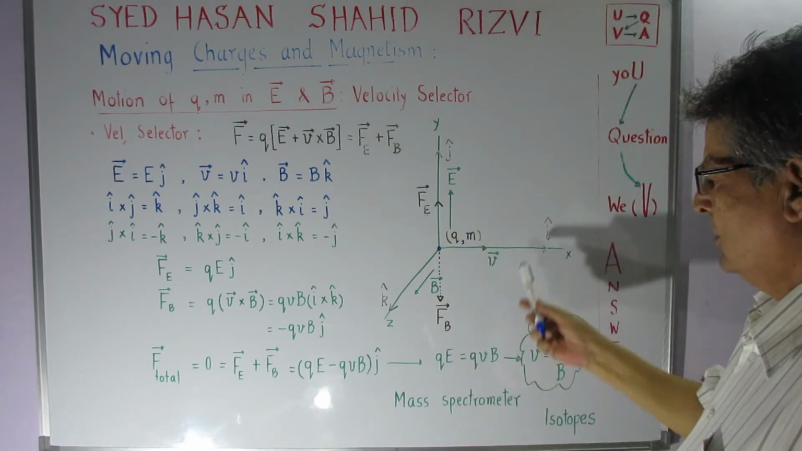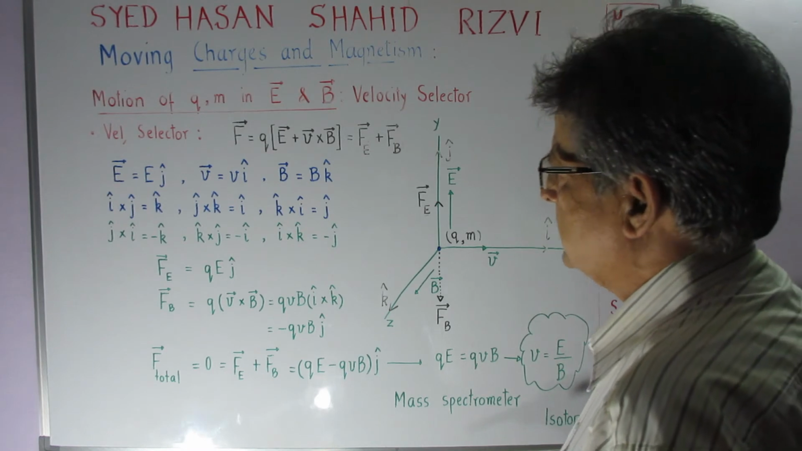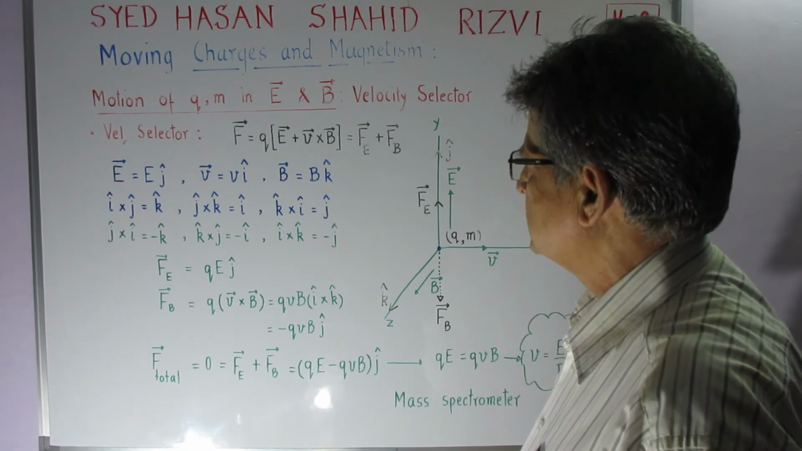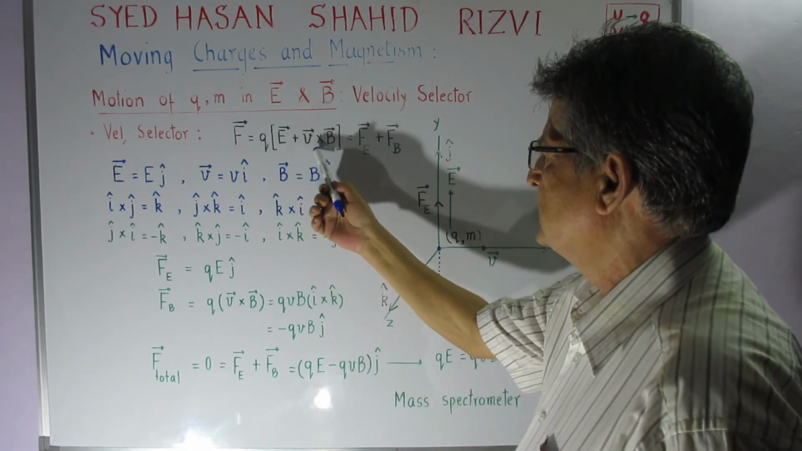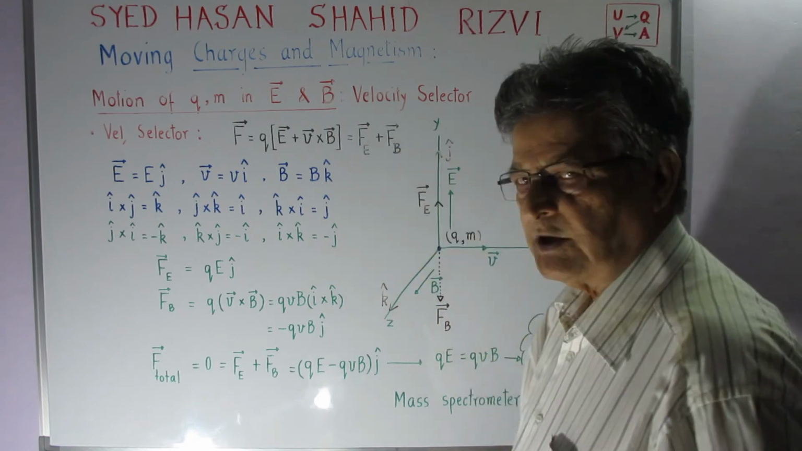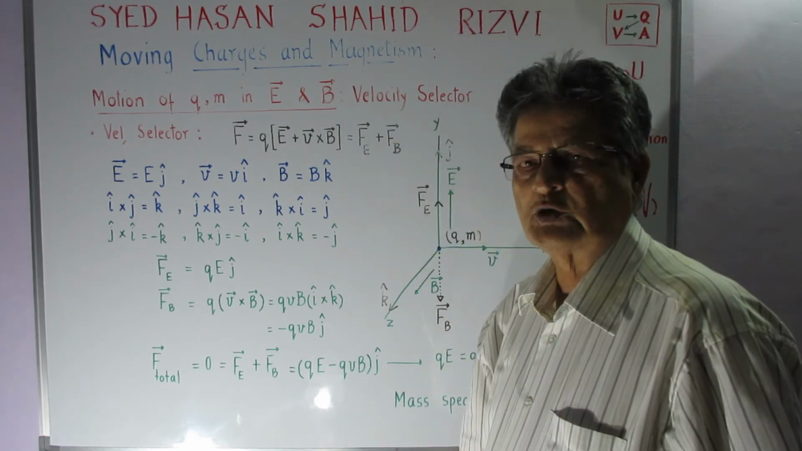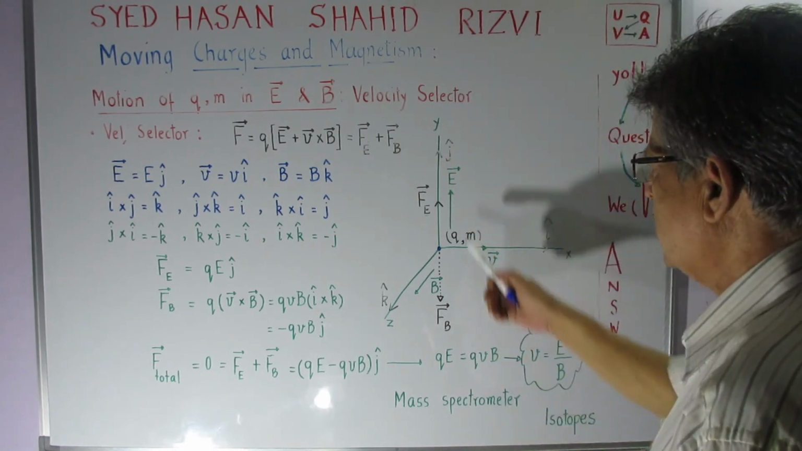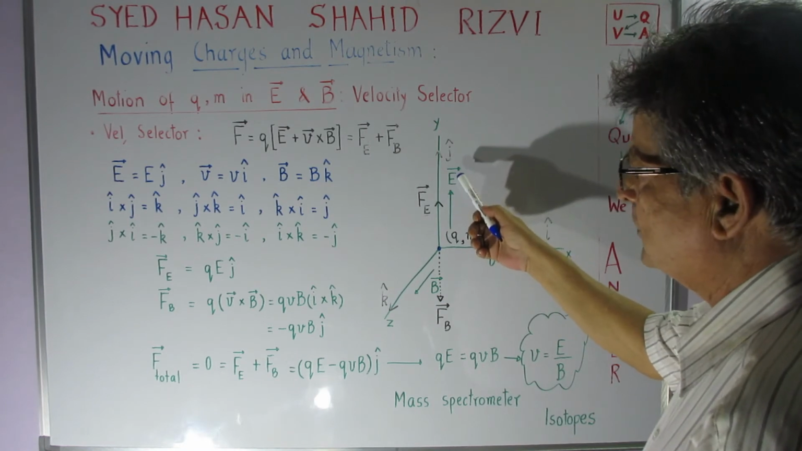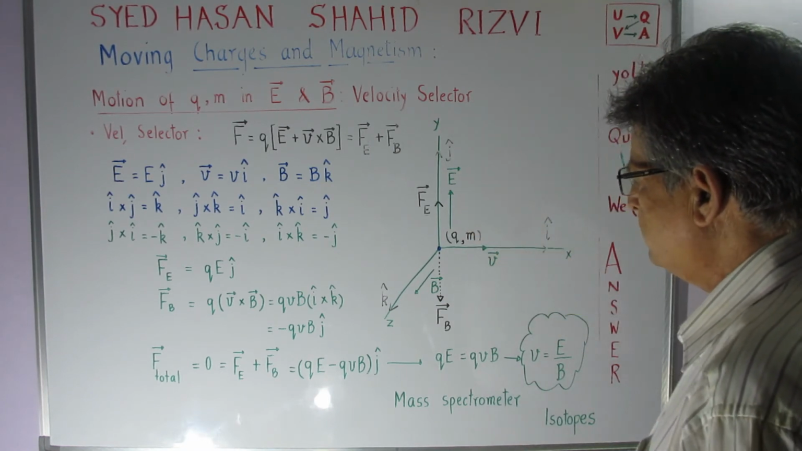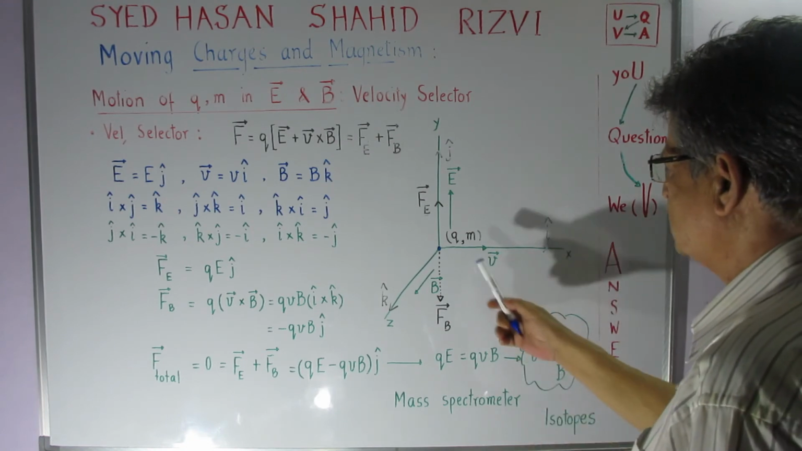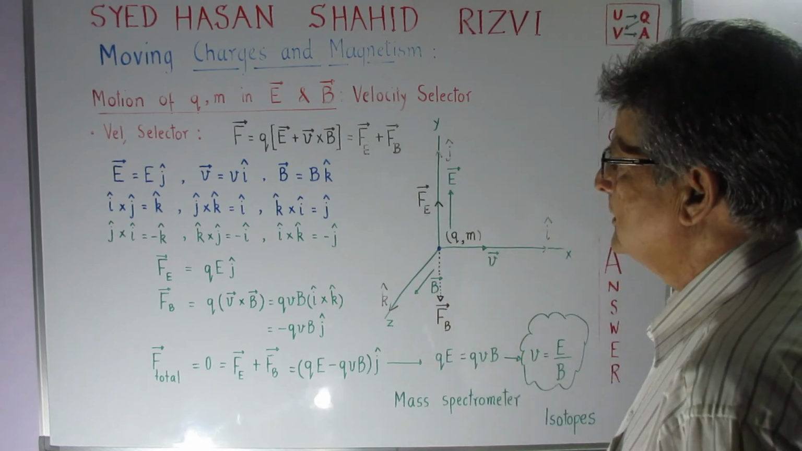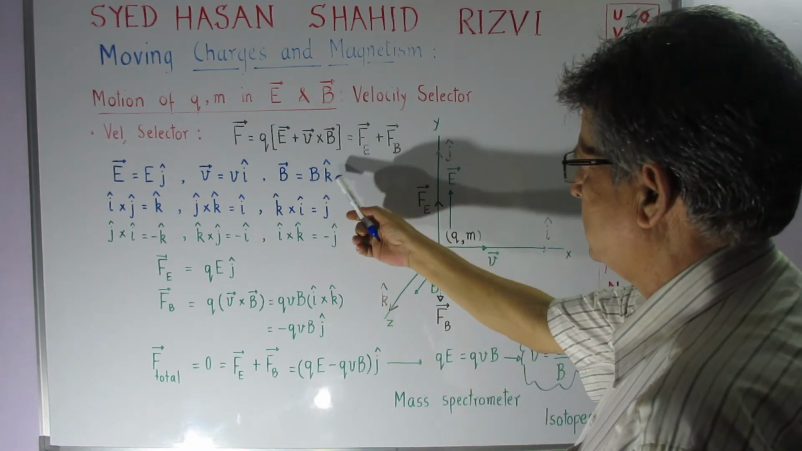With that I write the net force because of the electric and the magnetic fields together, that is, F = QE + Q v cross B, which is equal to FE plus FB. This is exactly what the Lorentz force is. Now I can write the electric field as magnitude E into j cap, the velocity vector as magnitude v into i cap, and the B vector as magnitude B into k cap.